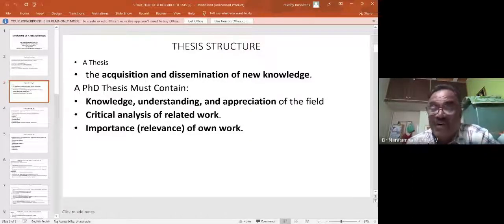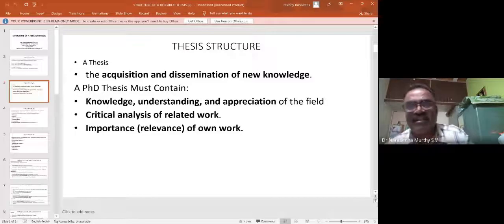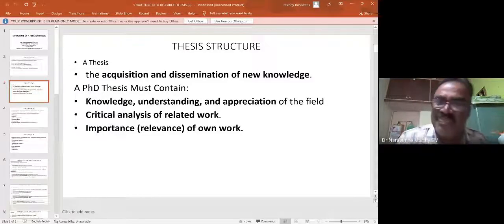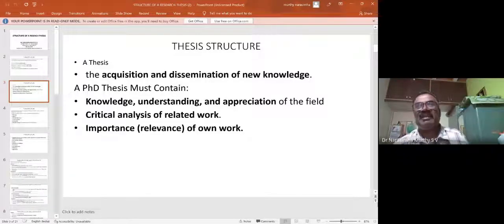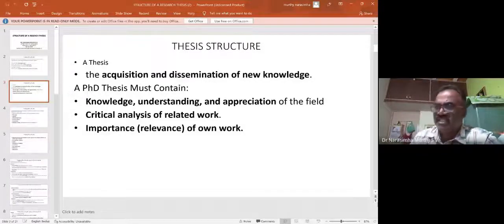First, it should have knowledge. That means you should be able to expose the knowledge that you have gained from this huge task. And your understanding of the topic should be clearly visible in that thesis. Not only that, appreciation of the area that you have worked. So these 3, first, this is one.